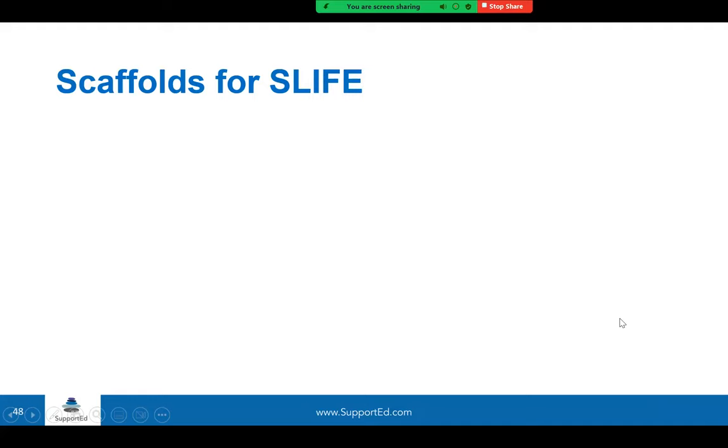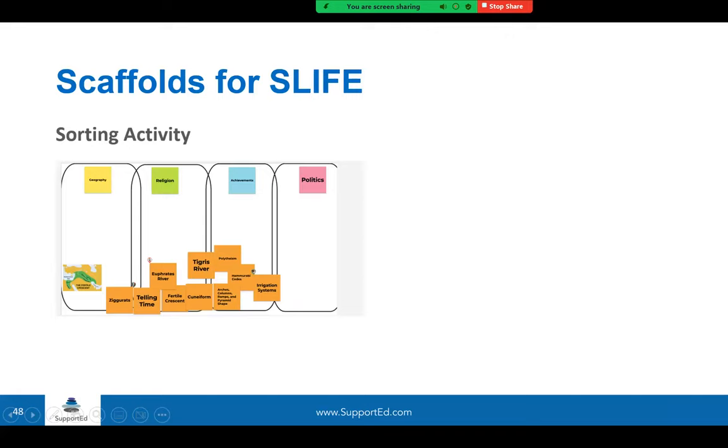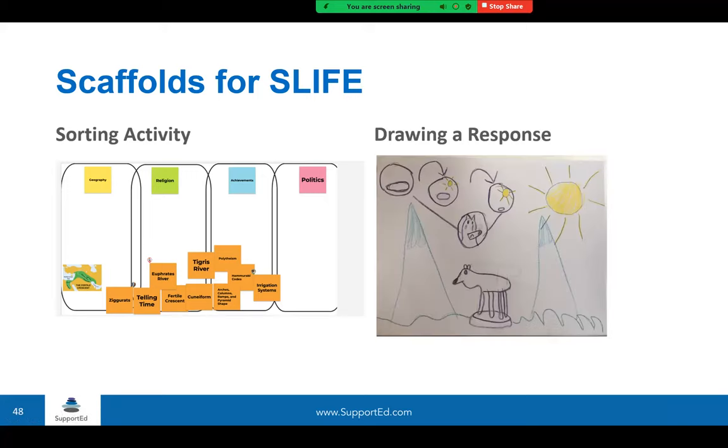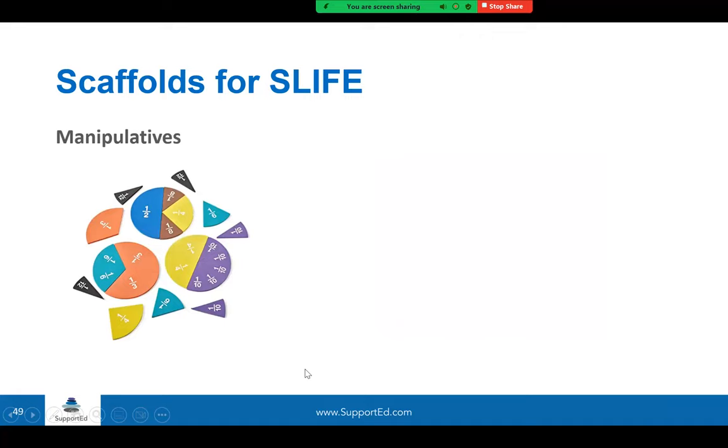And so we're going to talk a little bit about specific supports or scaffolds for SLIFE that fall into some of those categories. When we look at some materials and resources, we can provide students with sorting activities so they can categorize concepts while they're learning them and use and practice their language as they're sorting through different concepts, vocabulary, descriptions and images. Another is providing students an opportunity to draw a response before writing it. In terms of math, using instructional scaffolds such as manipulatives.